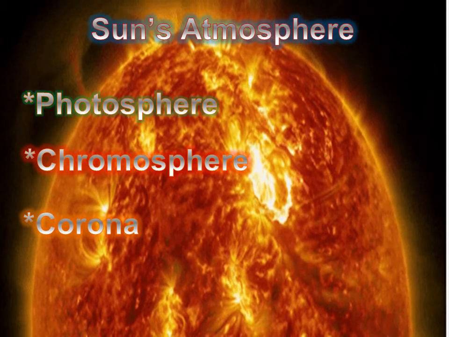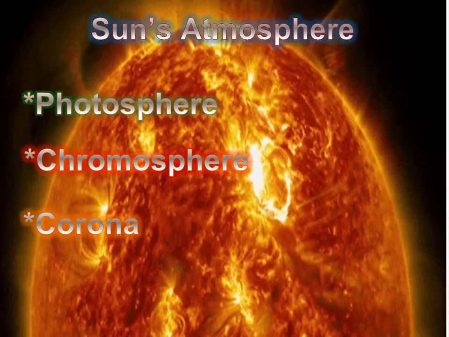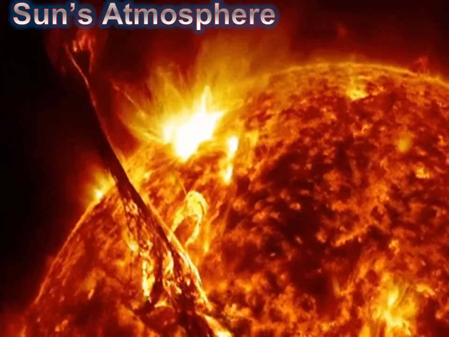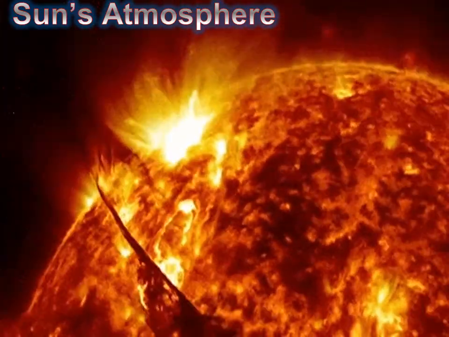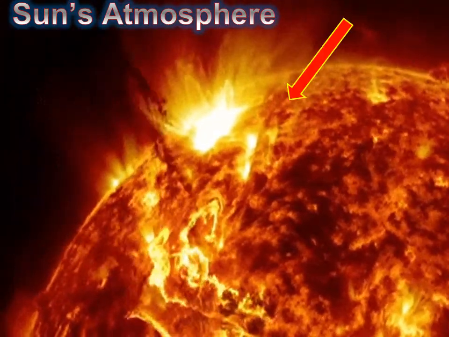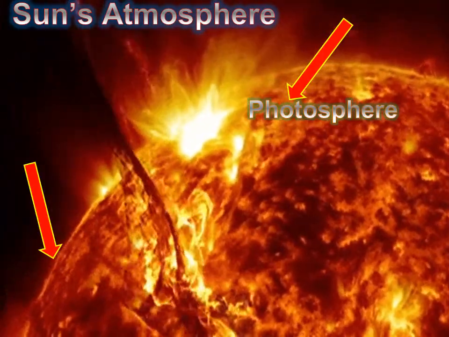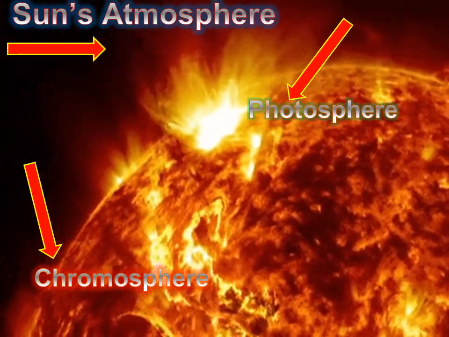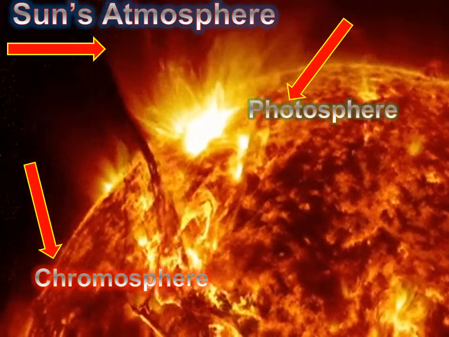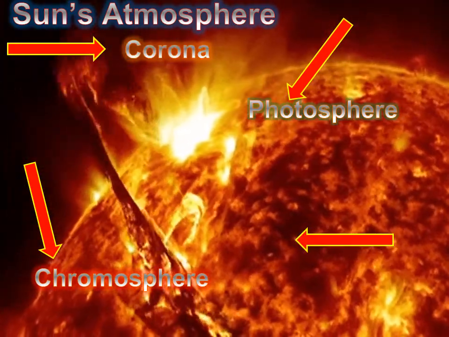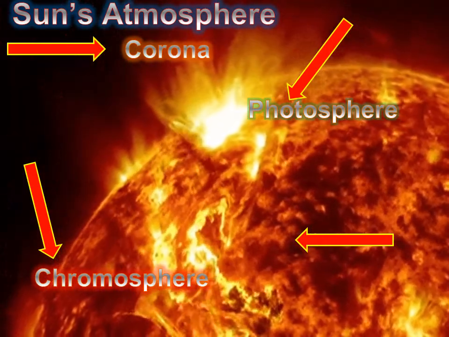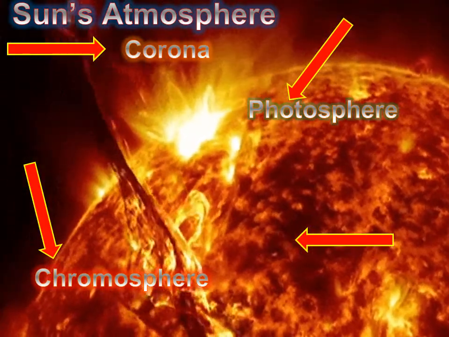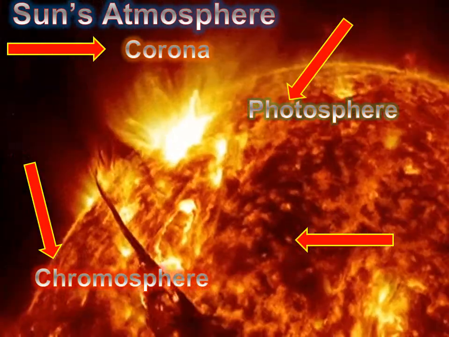When scientists look at the sun with special equipment, they see a dark spot called a sunspot. Just like Earth, the sun has an atmosphere: the innermost layer, the photosphere; just above it, the chromosphere; the outermost layer, the corona; and finally you can see the dark spot on the sun called a sunspot. So these are the layers of the sun.